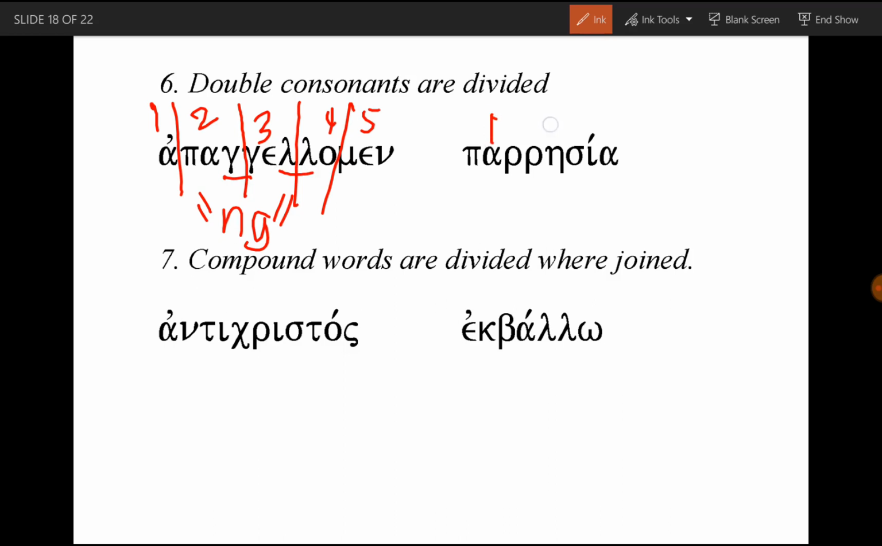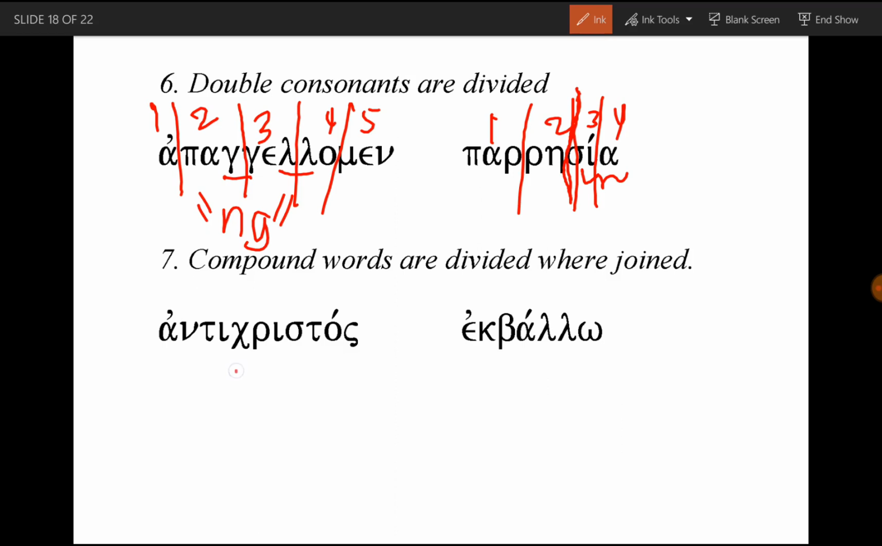Here I have 1 vowel, 2, 3, 4. This is not a diphthong, so you have to pronounce them separately. Split the double consonant: pa, re, sia. Pa, re, sia. So this is, let me make it clear, parresia. So apangelamen and parresia. And then compound words are divided where sometimes words do combine.